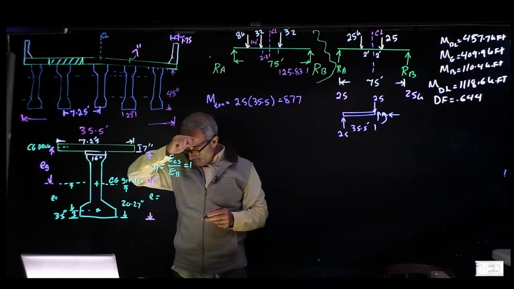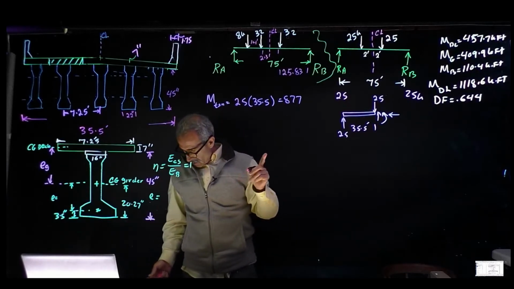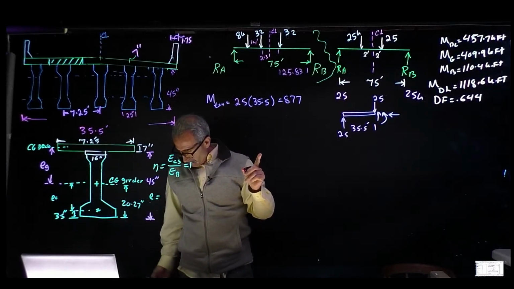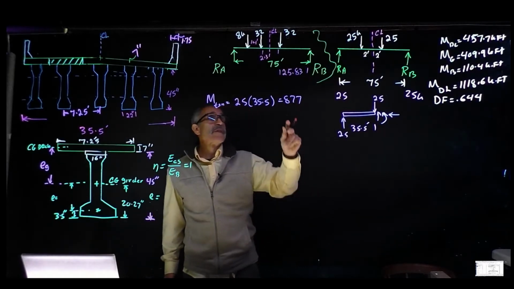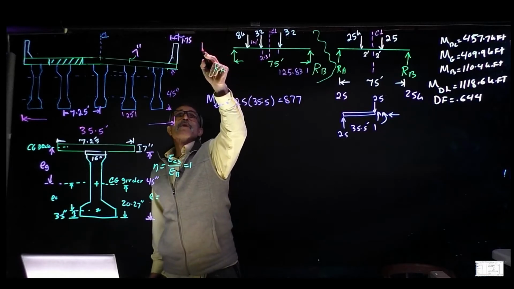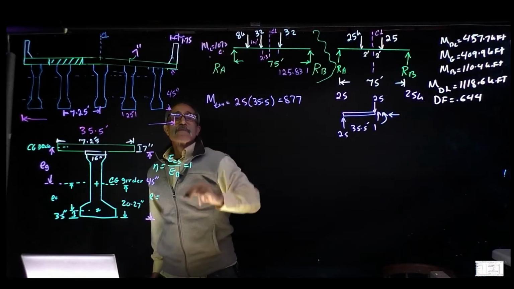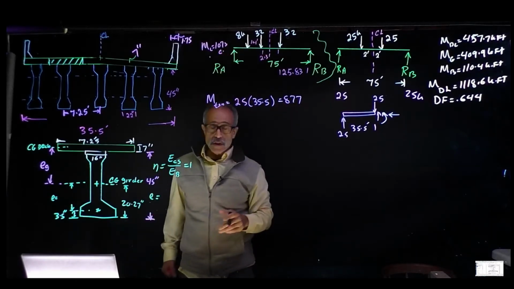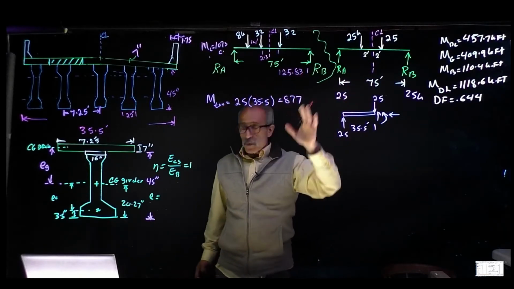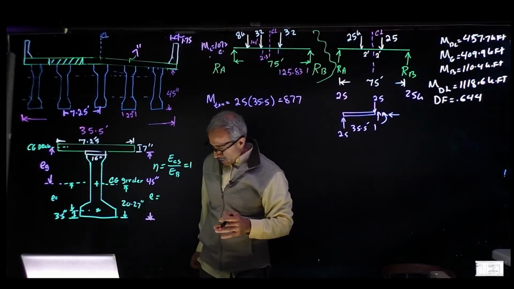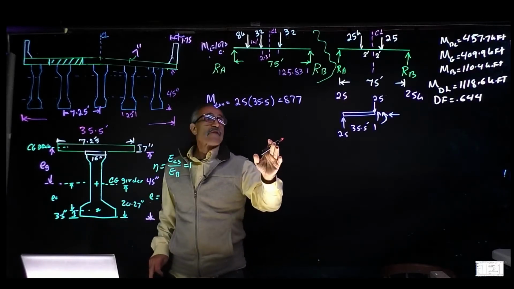And remember, I just erased the board. The moment for the other one came out to 1,000 something. So that one controls. That one was 1,073. That controls, because it's bigger than this one. So we found out which one is the maximum. Then we're going to find out the design lane load, which is 640 pound.